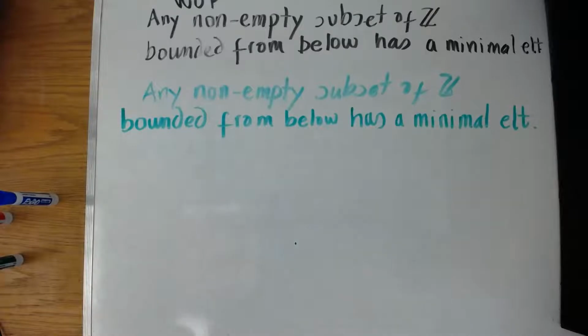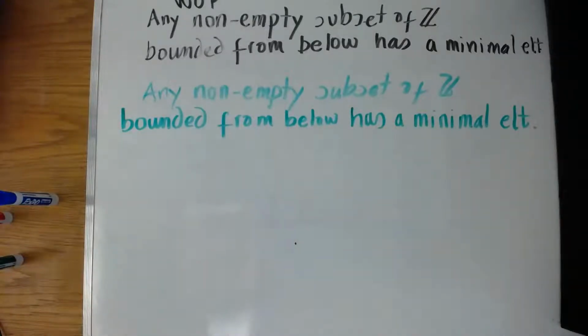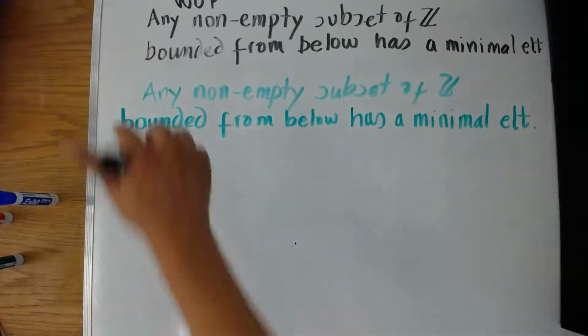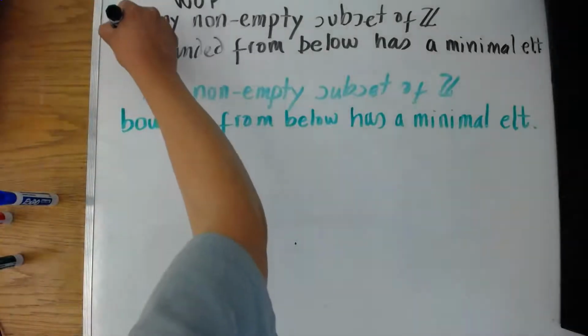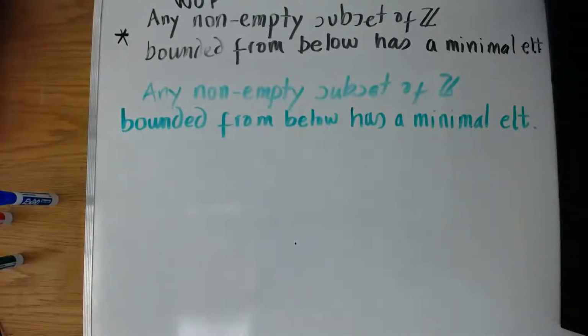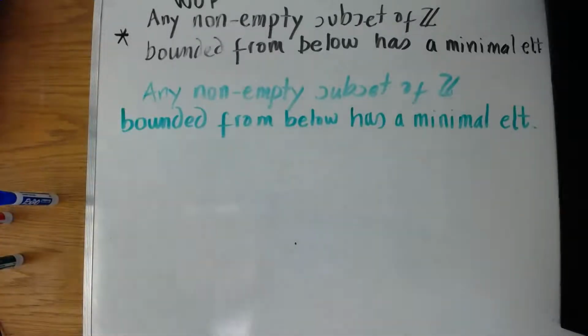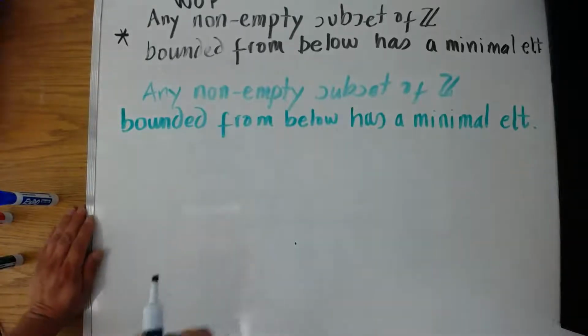So a non-empty subset of the integers bounded from below has a minimal element. So this is the statement I'm going to attempt to prove. The one on the bottom is an exercise. It's a homework exercise. Okay, so here's what I want to do.